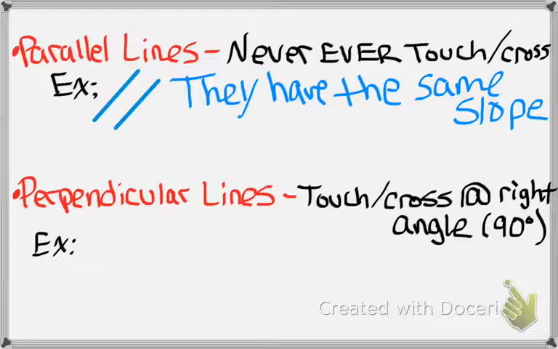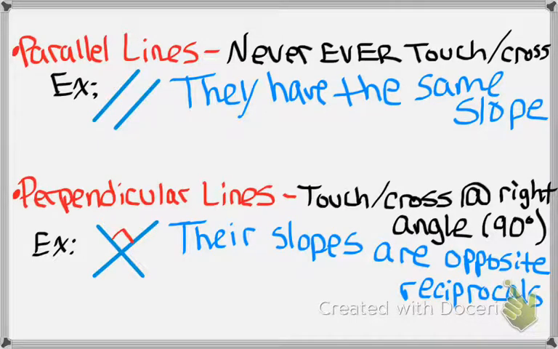Now let's talk about perpendicular lines. Perpendicular lines are lines that touch or cross or intersect at a right angle. In other words, 90 degrees. Such as these two lines. They cross at a 90-degree angle. Where they cross will be exactly 90 degrees. So now, the big finisher. What you need to know about perpendicular lines, this is important. You need to know that their slopes are opposite reciprocals of each other. Of course, I'm going to show you some examples of that.